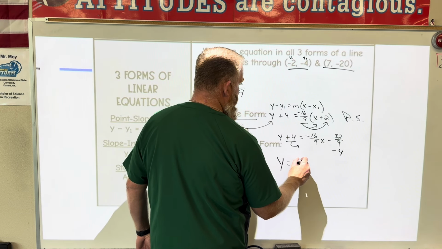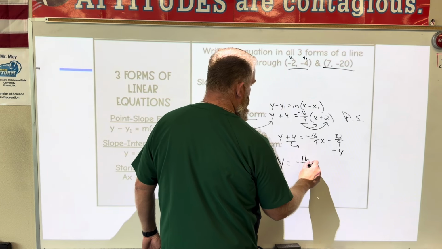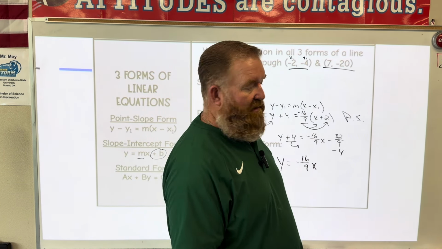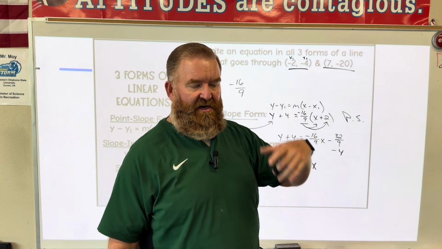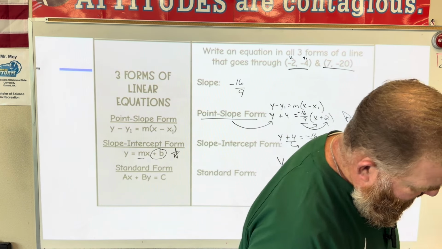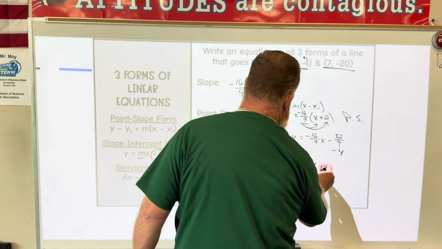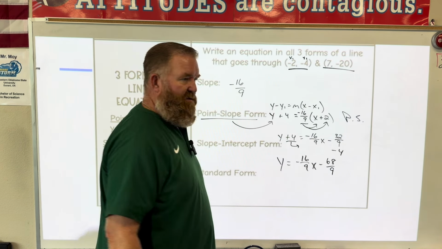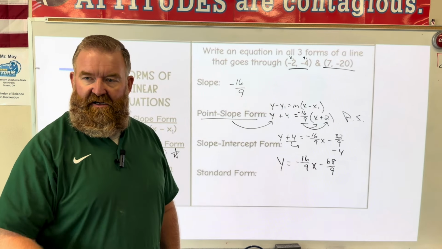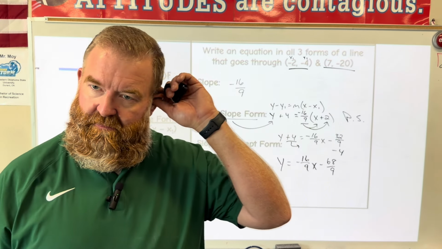Y equals negative 16 over 9x. And just because I don't want to do the math, your calculator would do this, right? Negative 32 over 9 minus 4. If you have your calculator, it'll do it for you. But I'm just going to tell you: negative 68 over 9. There it is, y equals mx plus b. Okay, it's in that form. Everybody good?